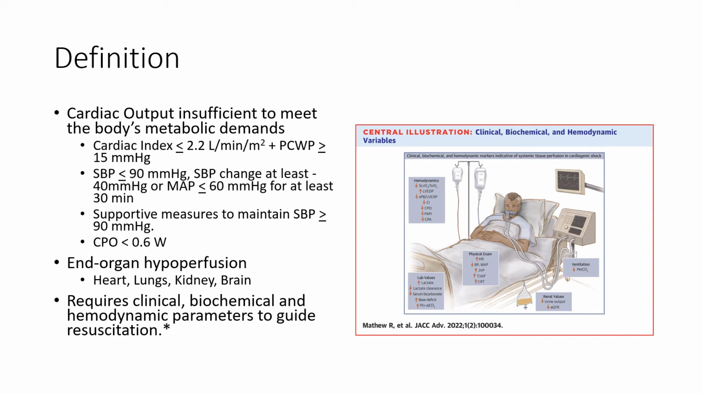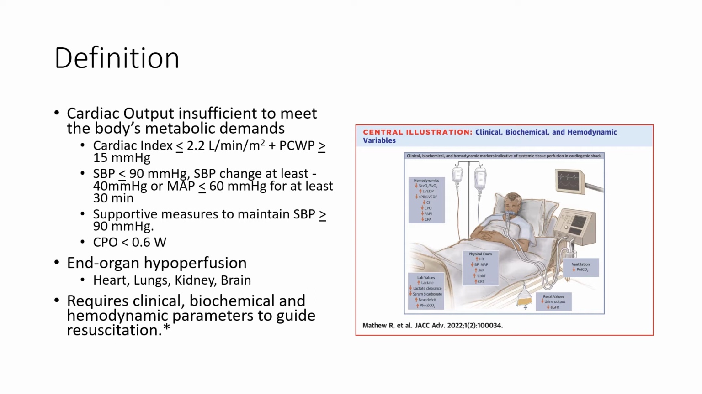So what is cardiogenic shock? Well, cardiogenic shock by definition is a cardiac output which is insufficient to meet the body's metabolic demands. This is important to distinguish between the multiple different types of shock, of course. And so many times the consult question that comes to cardiology is: is this patient in cardiogenic shock?